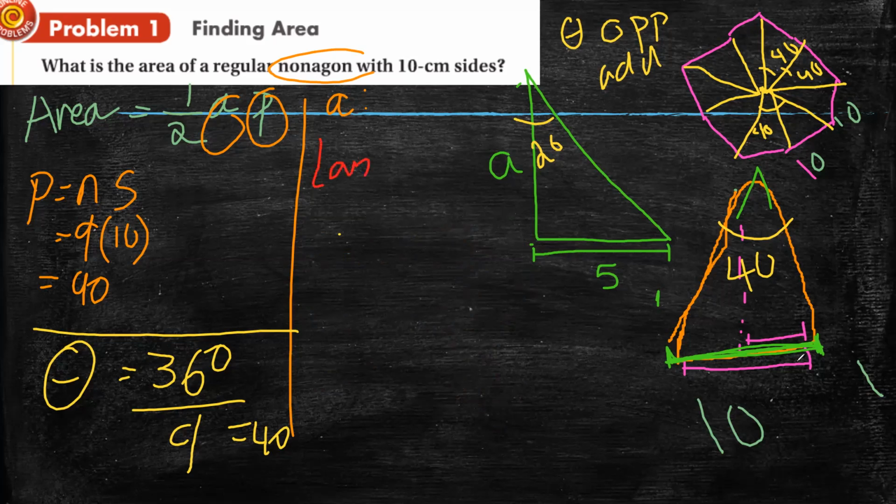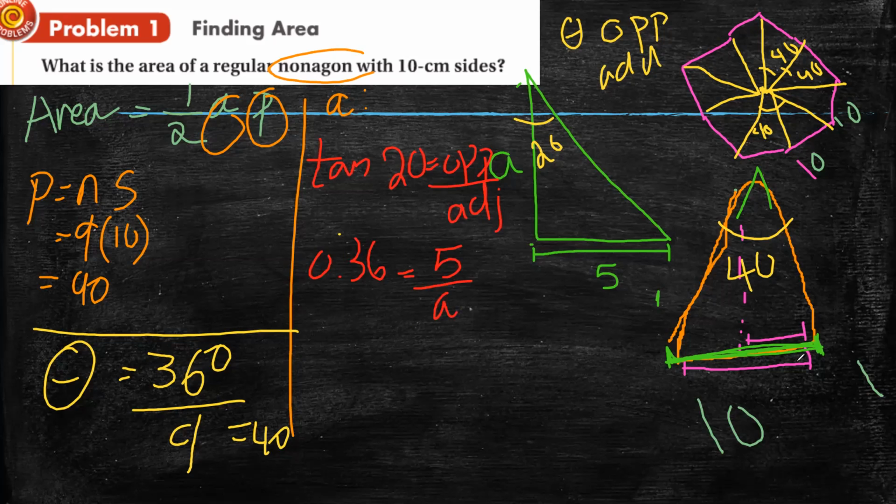So tan 20 is opposite over adjacent. So tan 20 is 0.36, equal. What is the opposite side for the angle 20? It is 5. And what is the adjacent side for 20? It is the apothem, A.